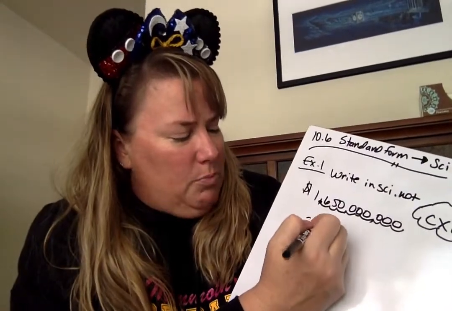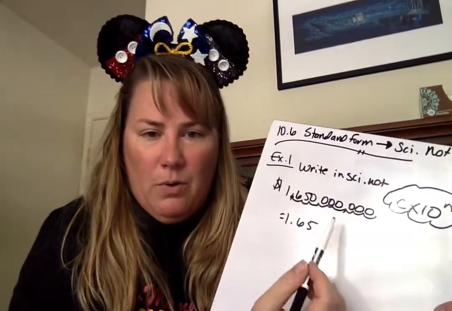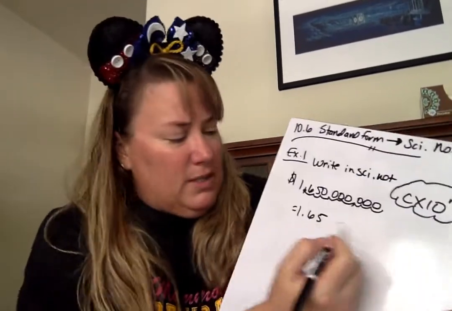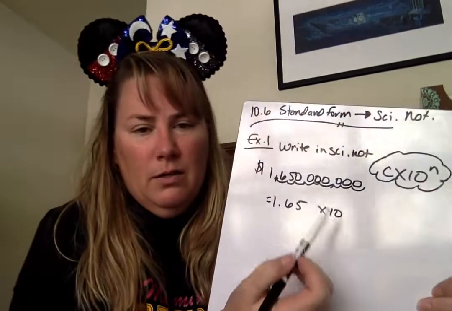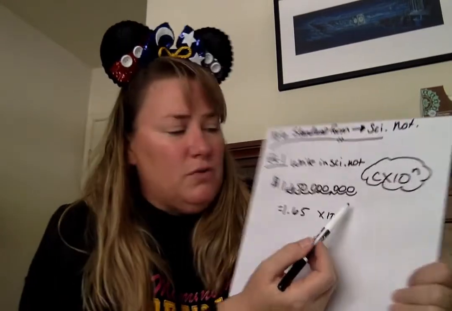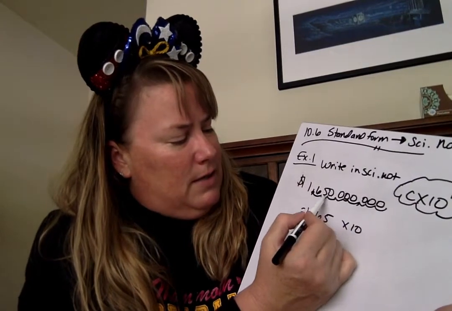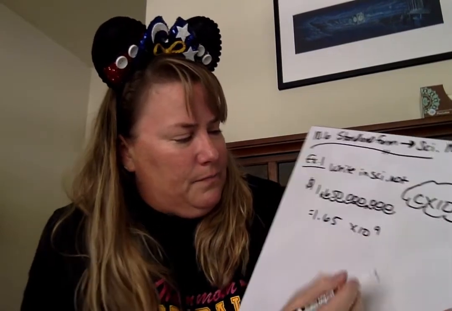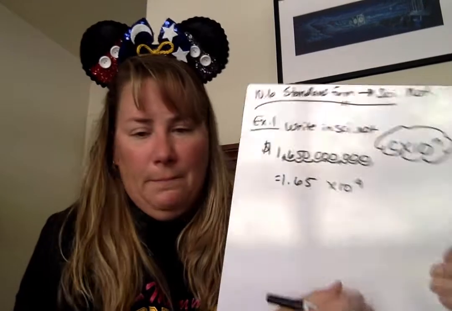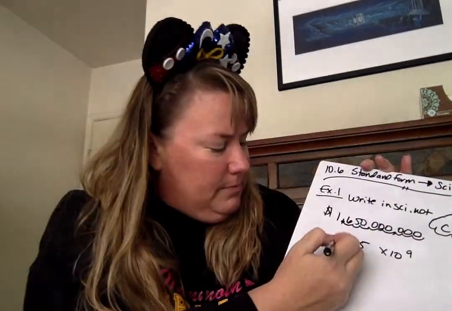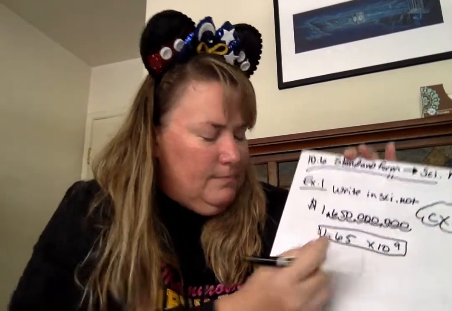So then you have 1.65. Now remember, we're not writing all these zeros. That's the whole point of scientific notation. So it's 1.65 times 10, and then you're going to count up how many times you moved your decimal. So 1, 2, 3, 4, 5, 6, 7, 8, 9. Yep. And so you have 1.65 times 10 to the 9th. And that's your final answer.